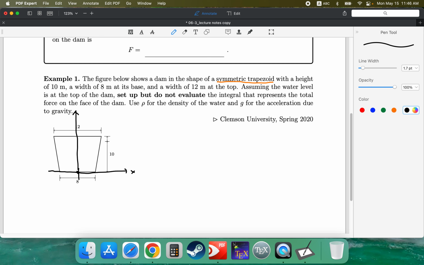But for convenience, let's just put the origin right here because this is a symmetric trapezoid. Okay, so that means here at the bottom of the dam, it is y equals 0, and the top of the dam is y equals 10. Okay, y equals 10. And we slice this dam into several pieces, okay, into n sub-intervals evenly. Okay, so right here we have this strip.